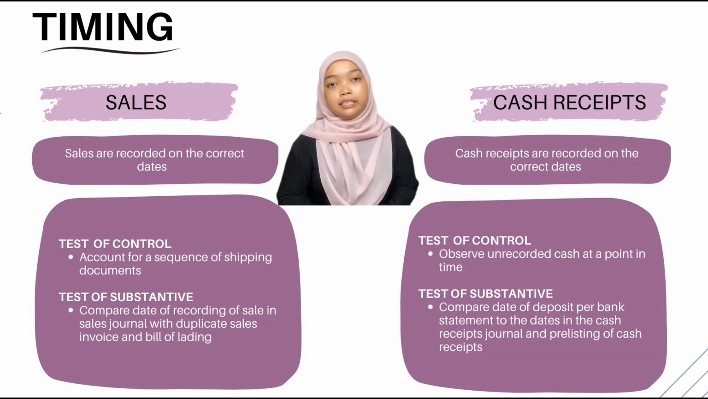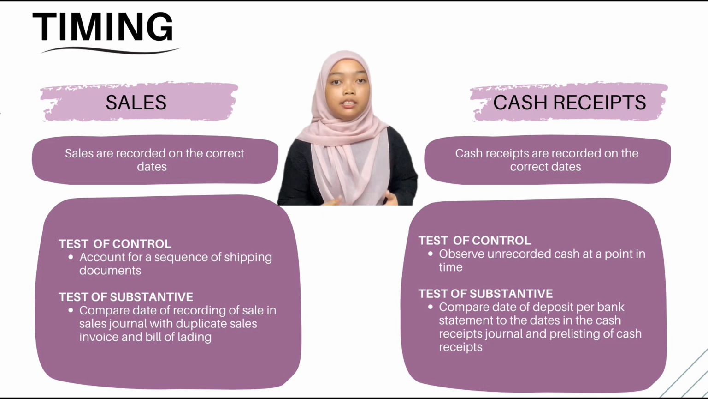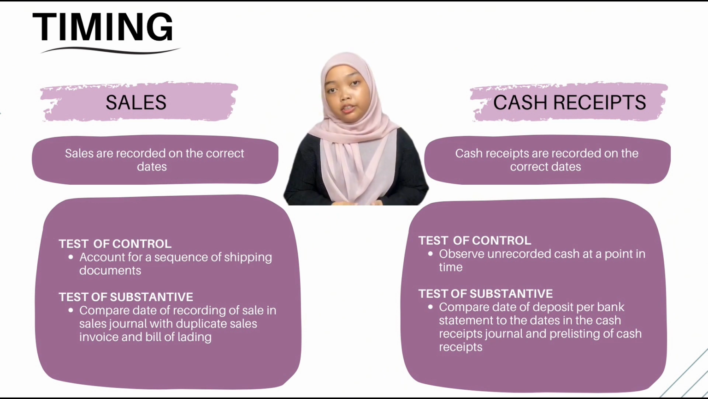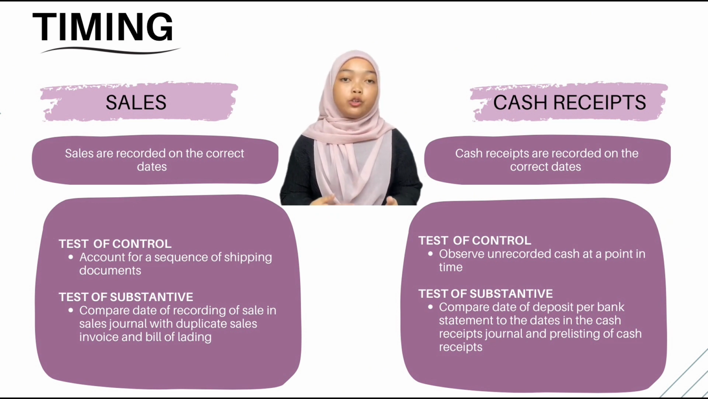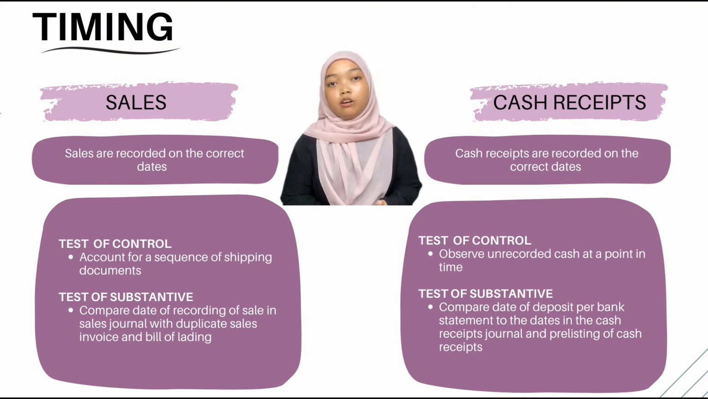And lastly, timing. In sales, sales are recorded on the correct dates. Test of control: account for a sequence of shipping documents. Test of substantive: compare date of recording of sale in sales journal with duplicate sales invoice and bill of lading.